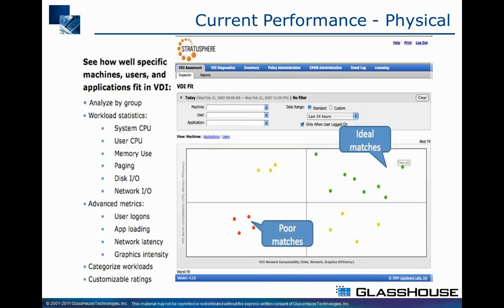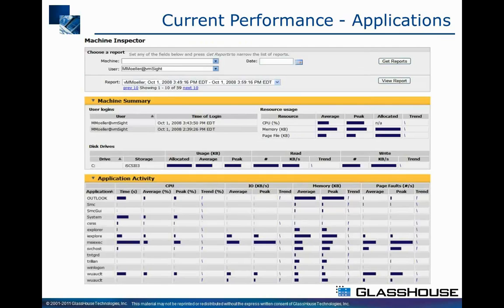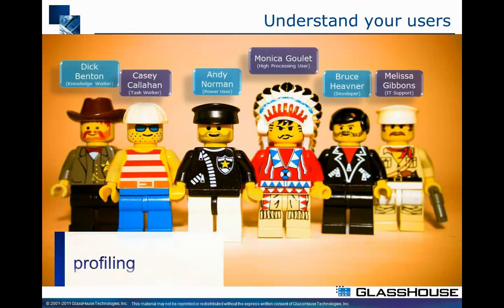But we use this definitely as input for the next phase, which is the user profiling of the environment. So with, for example, on the screen you can see the application list for a PC and processes. With that information, we'll start profiling our user base. On the screen, those names are actual internal employees of Glasshouse, but they definitely show how different users need different compute resources and a different approach.